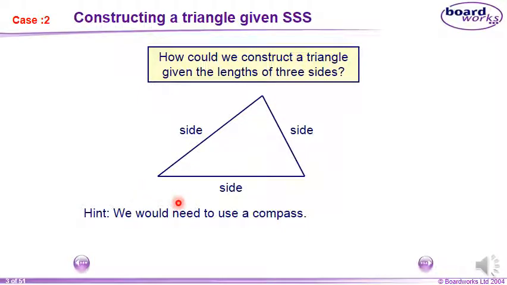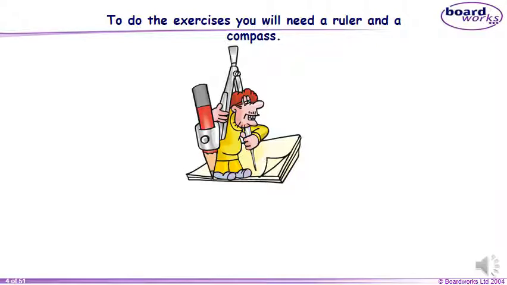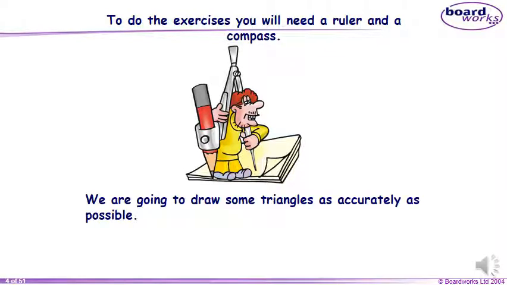Okay, they gave me a hint. We need to use a compass. We use the abbreviation SSS, which stands for side, side, side. So we want to draw a triangle given the measure of the three sides. To do this case, we need a ruler and a compass.